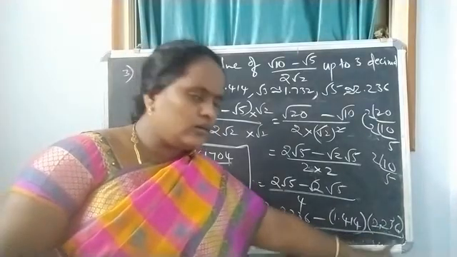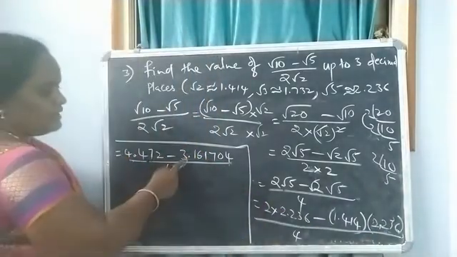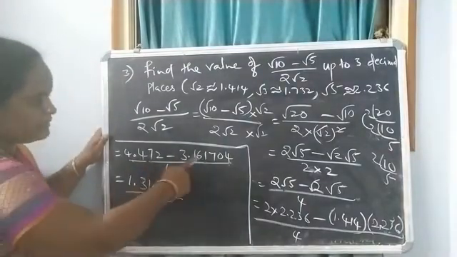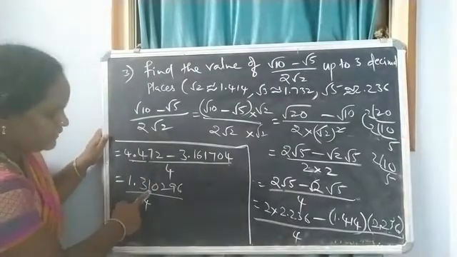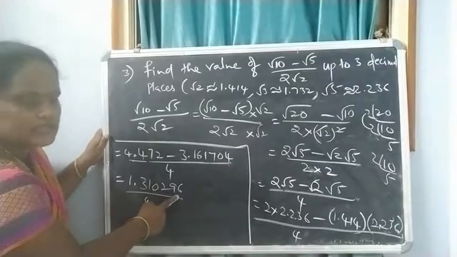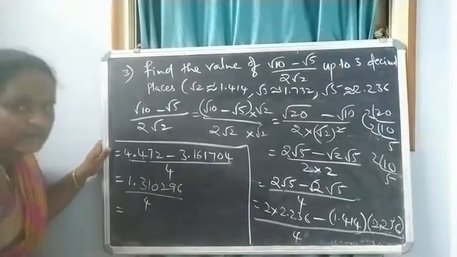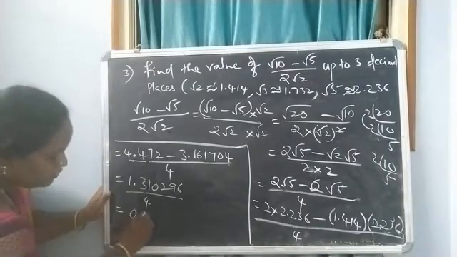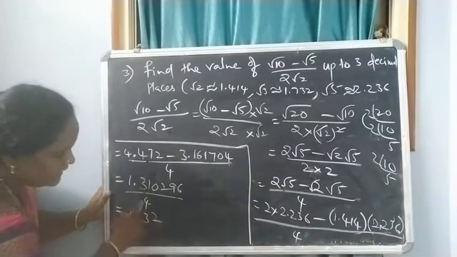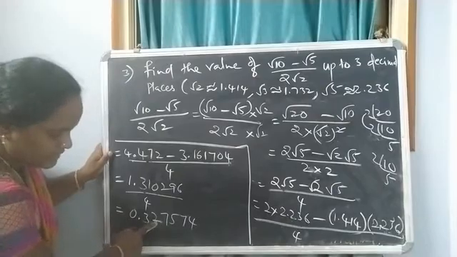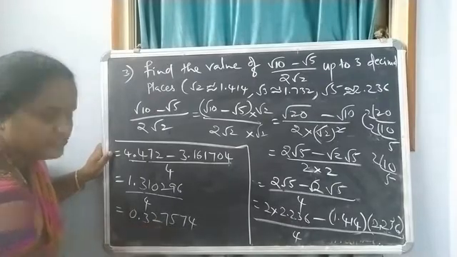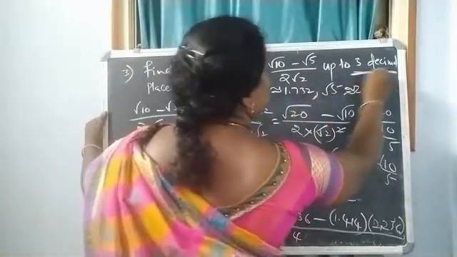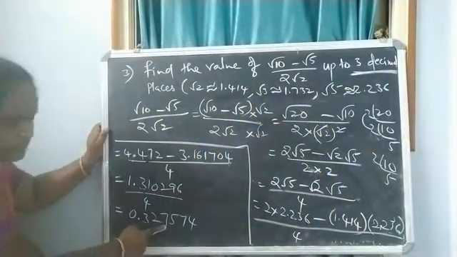In a similar way, 1.414 and 2.236, if you multiply, you will get 3.161704. Now if we subtract both of them, you will get 1.310296 divided by 4. Now if we divide with 4, 0.13 is there. So 4 threes are 12, and so on. Like this, you will get 0.327574. Now, the value is asked up to 3 decimal places only. So I want up to 3 decimal places.